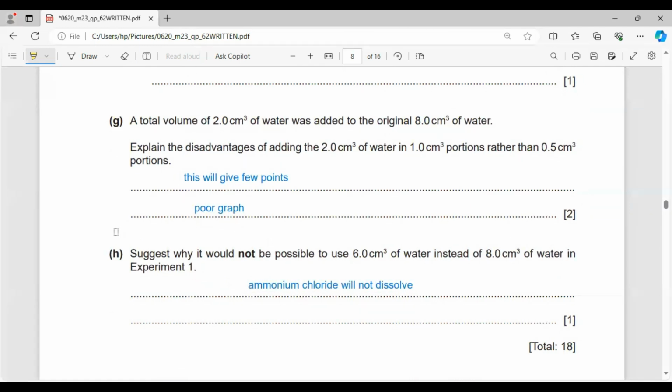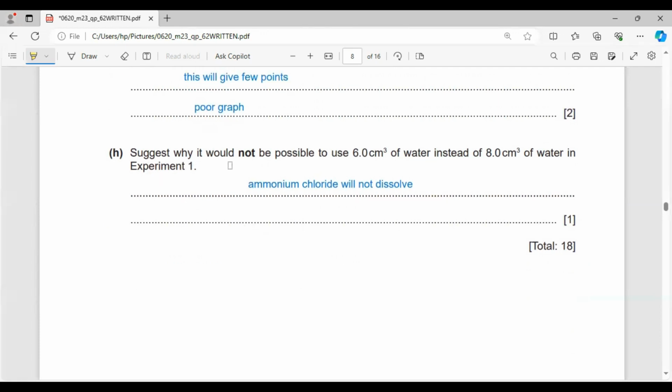A total volume of 2 centimeter cube of water was added to the original 8 centimeter cube of water. Explain the disadvantage of adding 2 centimeter cube of water in 1 centimeter cube portions rather than 0.5 centimeter cube portions. So, we have increased the volume of water by 0.5 centimeter cubes, that is 8, 8.5, 9, 9.5 and 10. Instead of that, if we add 1 centimeter cube differences, that is 8, 9 and 10 centimeter cube, it will give us very few points, because of which we cannot draw a proper graph. That will give us a very poor graph and poor results.